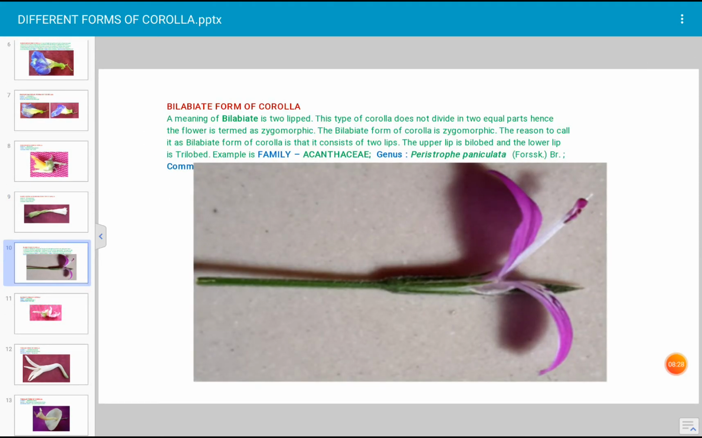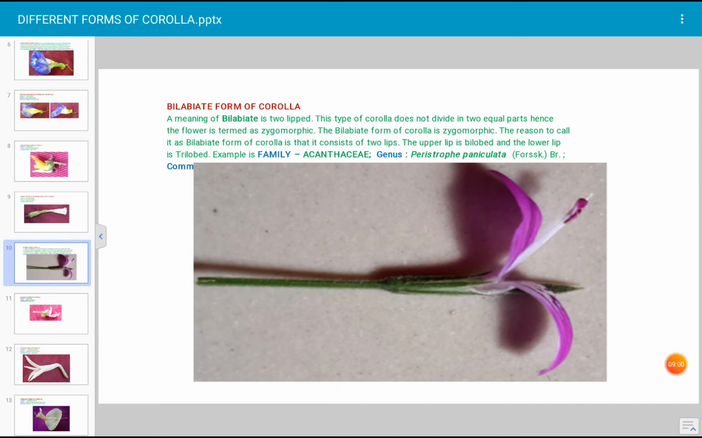Next, this is a bilabiate form of corolla, and the meaning of bilabiate is two-lipped. This type of corolla does not divide into two equal parts, hence the corolla is zygomorphic. The flower which does not divide into two equal parts is also called an asymmetrical flower or zygomorphic flower. The bilabiate form of corolla is zygomorphic.